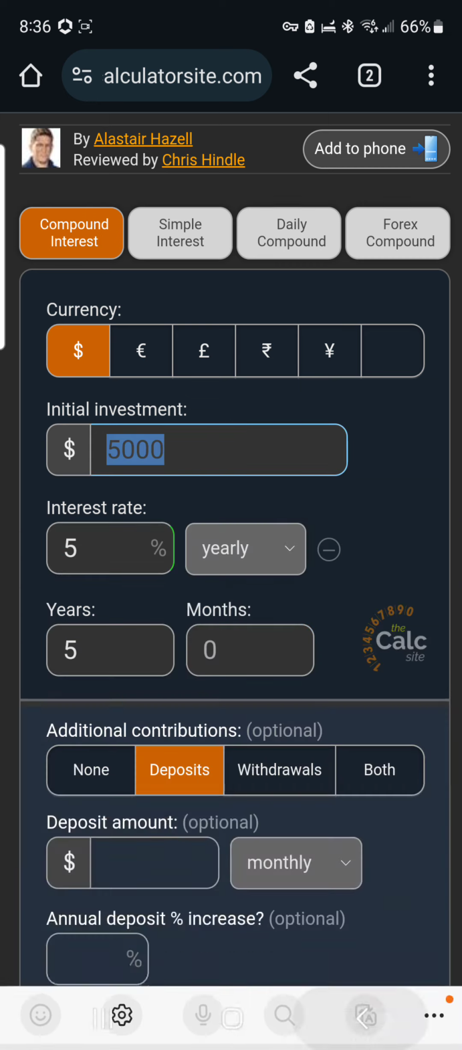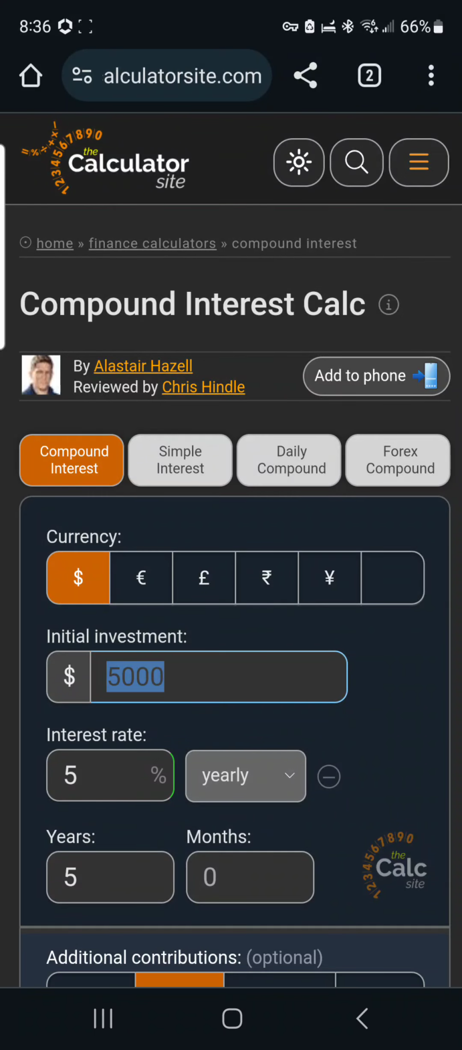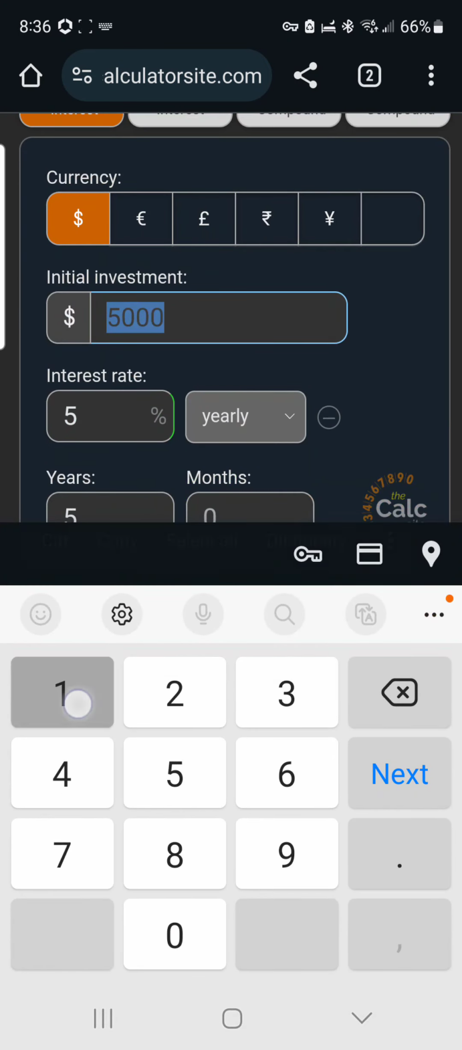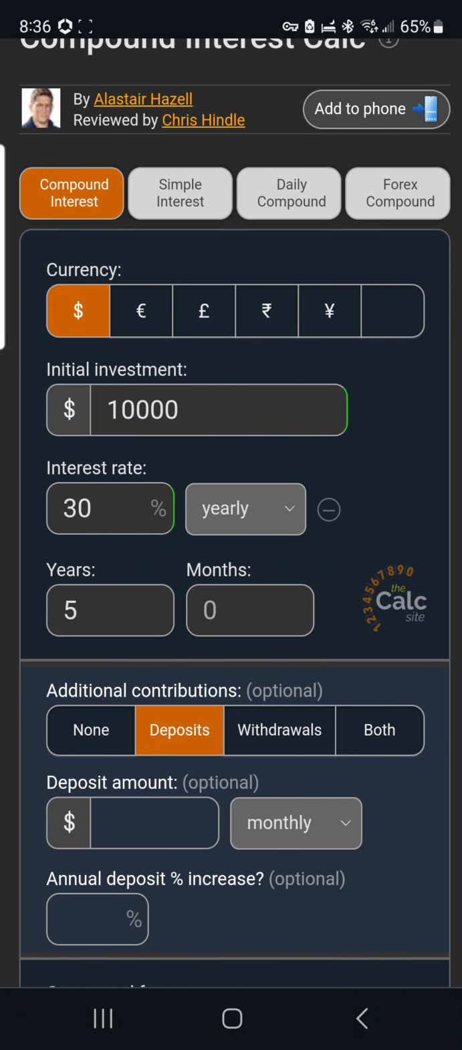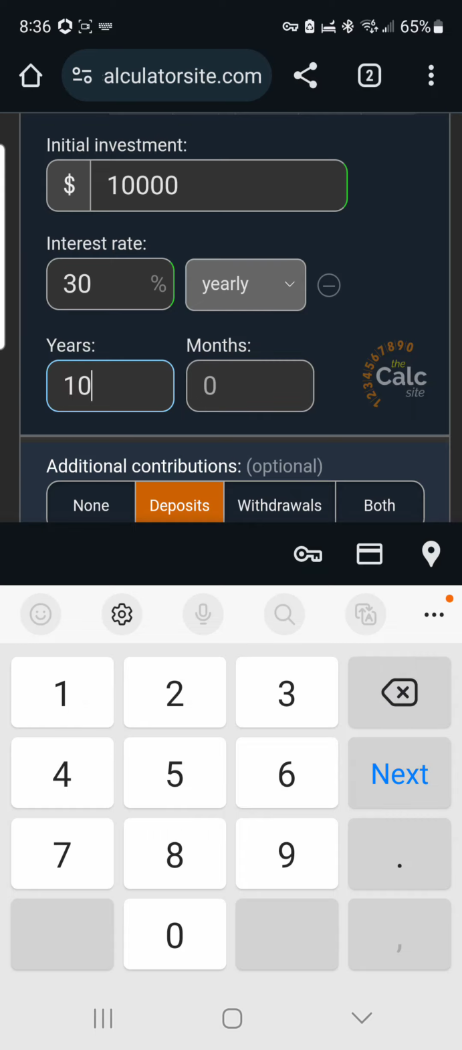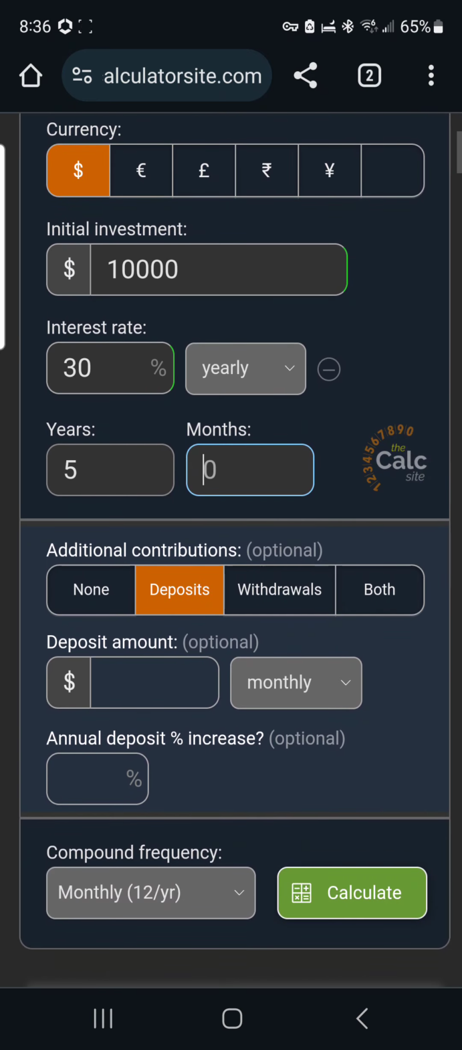So there's a link over here. There are so many different calculators out there. This is a good one I found, which is called the calculator site. I'll post a link in the description. So let's say you start off with 10K, so $10,000. Let's say the dividend return is about 30% yearly. And let's say you want to compound it for 10 years or 5 years, because we don't want to become wheelchair rich. We need to hurry up and get rich quick, right? Let's say we make no contributions.